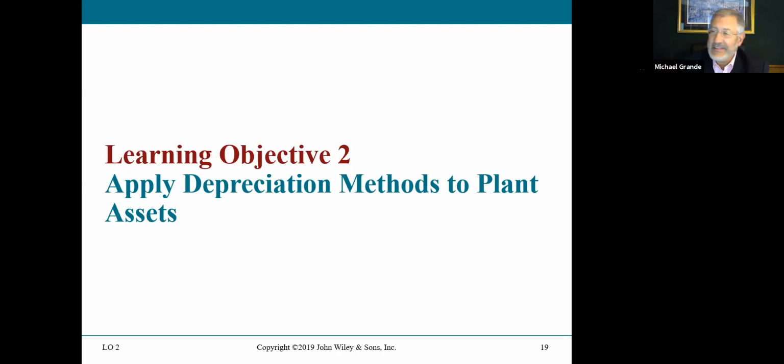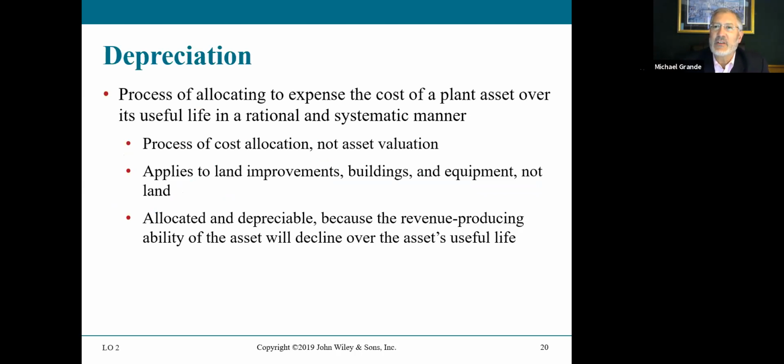The cost of that asset needs to be spread, or shall I say allocated, over the asset's useful life. Hence, depreciation is how we do that. The process of allocating to expense the cost of a plant asset over its useful life in a rational and systematic manner. Process of allocation, not asset valuation. Applies to land improvements, buildings, and equipment, but not land. Land does not decrease in value. Allocated and depreciable because the revenue producing ability of the asset will decline over the asset's useful life.